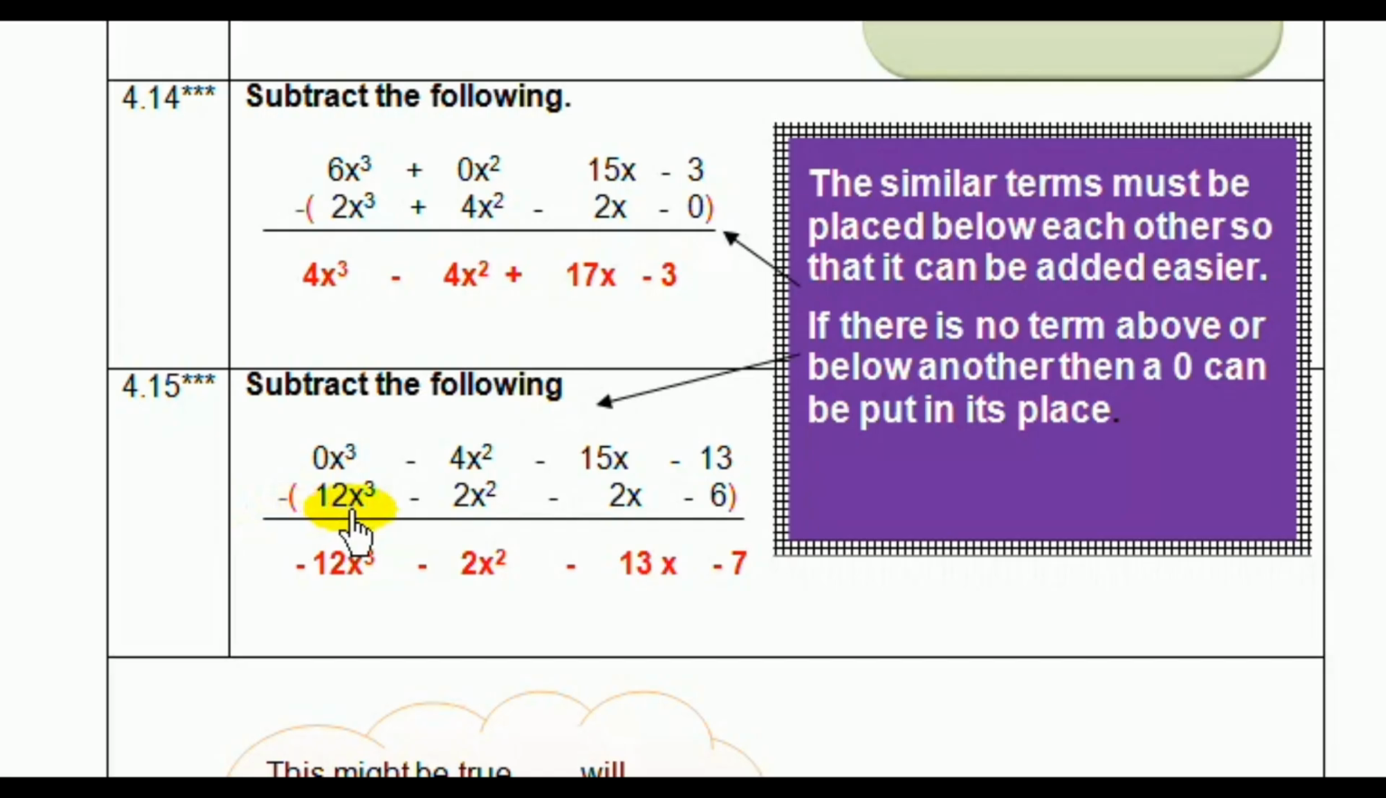Minus times that plus 12x cubed will give you the minus 12, together with the 0 is still minus 12x cubed. That minus changes that one to a plus. Plus 2x squared minus 4x squared is minus 2x squared. Minus times that minus is a plus. Plus 2x minus 15 is minus 13x. That minus times that minus is plus 6. Plus 6 minus 13 is minus 7.